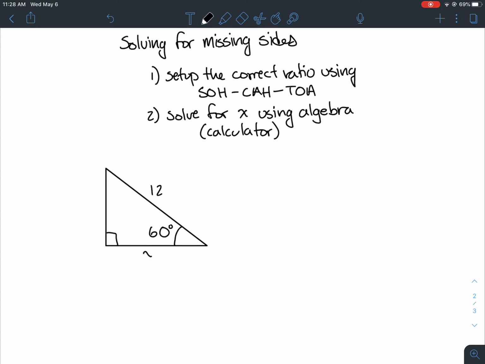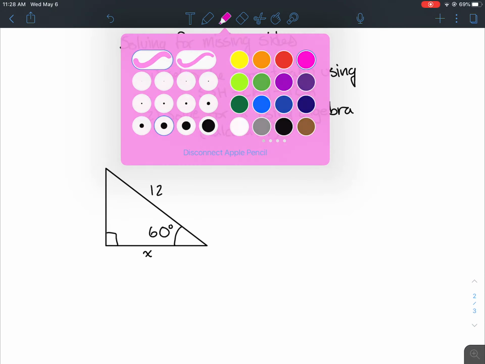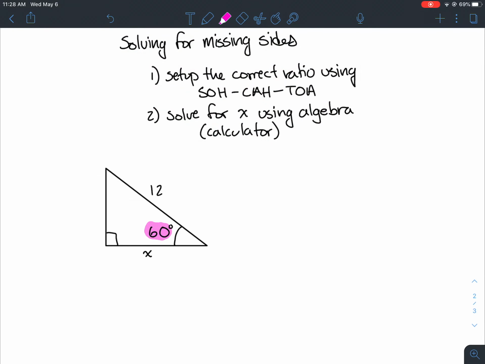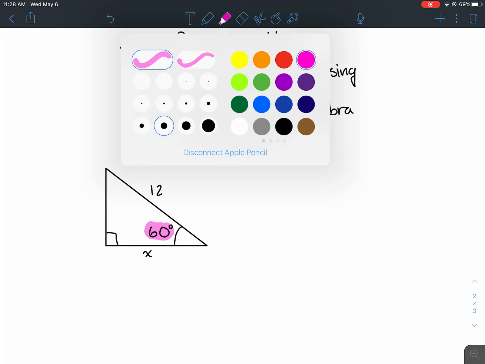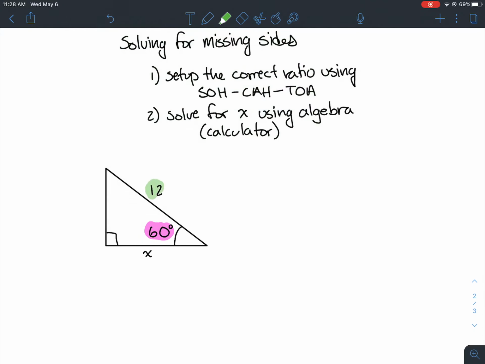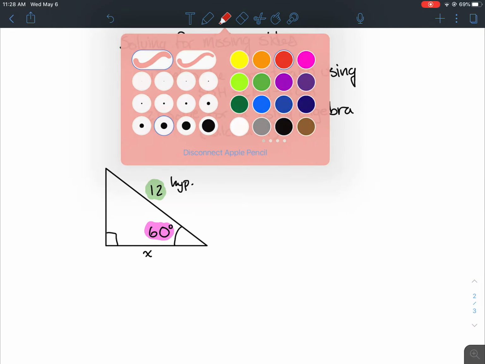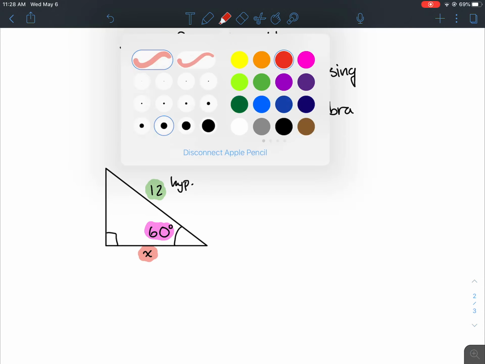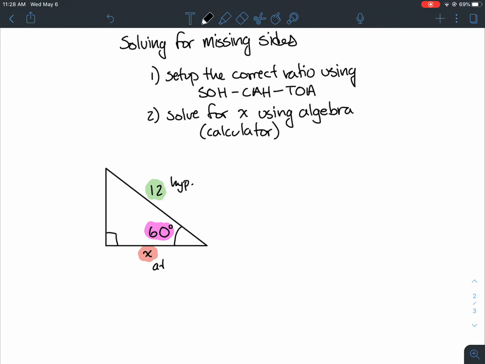And I want to know what x is. So, let's take a look at what we have. Right now we have a reference angle of 60. We have a hypotenuse of 12. And we have this unknown down here, which is our adjacent side. So we're trying to solve for the adjacent side. So I have adjacent and I have hypotenuse.